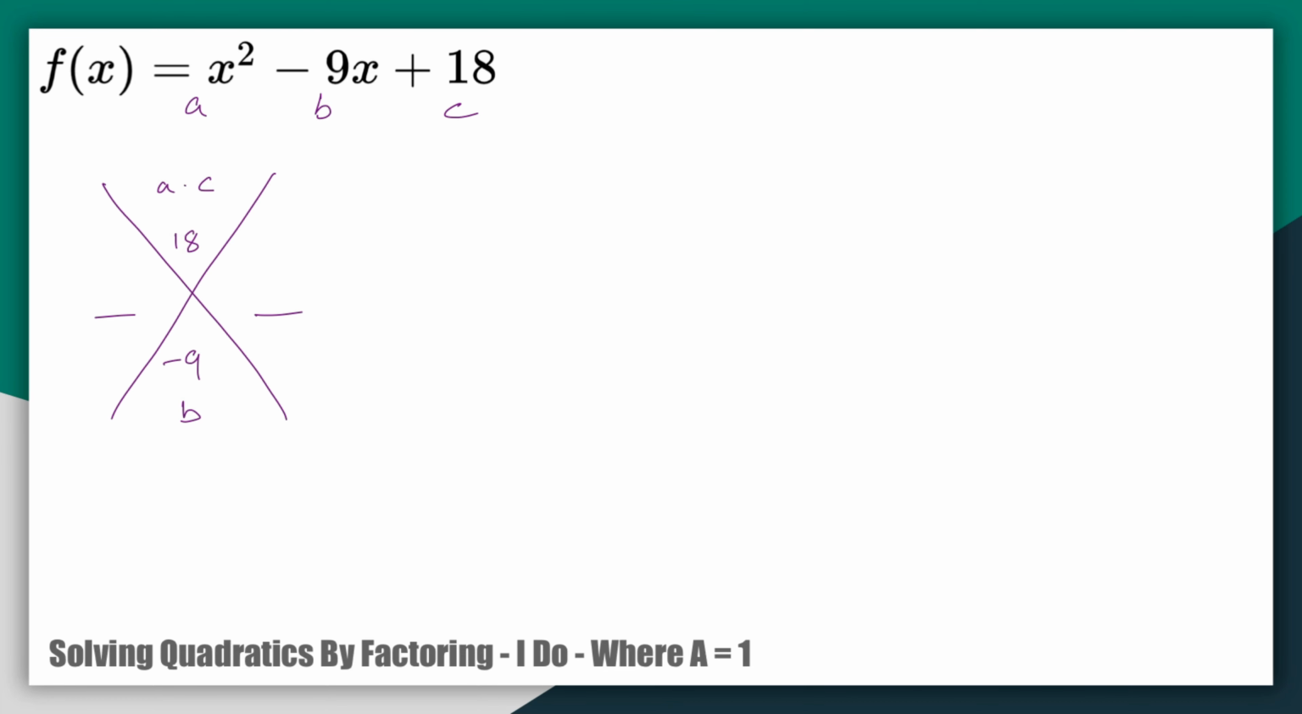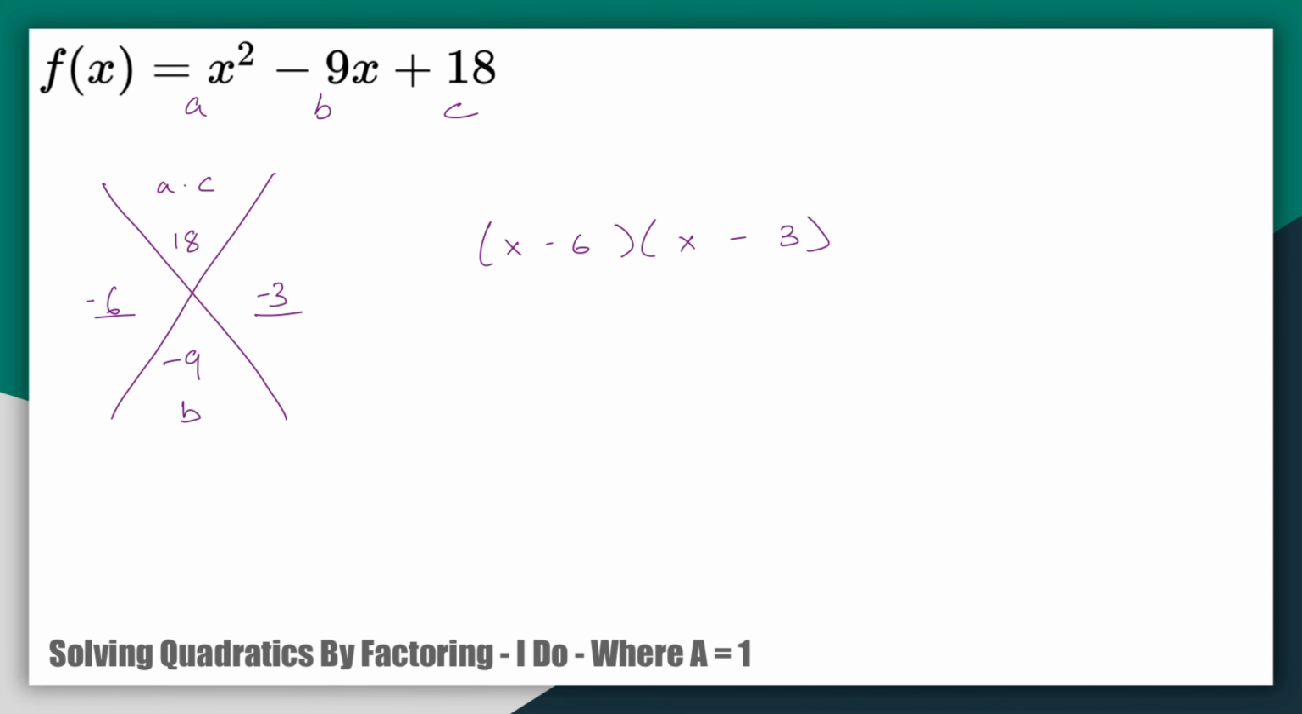Look at this. I know that 6 and 3 give me 18, right? Now, when you look at 6 plus 3, that's positive 9. So that's not correct, right? Because it has to get to negative 9. But I can just make a simple switch, a negative and a negative. Negative 6 times negative 3 is positive 18. Negative 6 plus negative 3 is negative 9. So because a is equal to 1, I can write this out. X minus 6 times x minus 3.